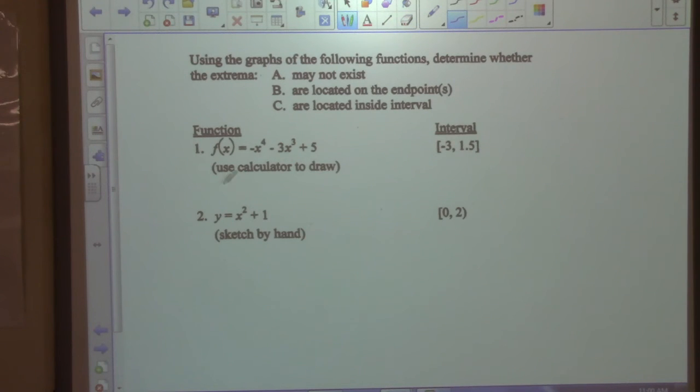I want you to use this. You should be able to do number 1 with your calculator. Determine whether the extrema may not exist, are located on the endpoints, or are located inside the interval. And what would an endpoint qualify as? Endpoints would be at x equals -3 or x equals 1.5. Those are endpoints, and within the interval is inside that. So I want you to go ahead and use your calculator to draw, and you should be able to figure that out. So go ahead and do number 1.